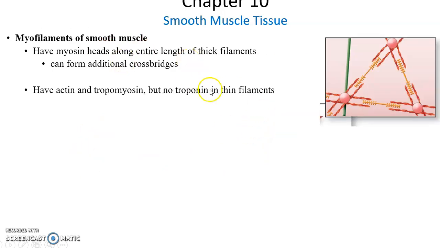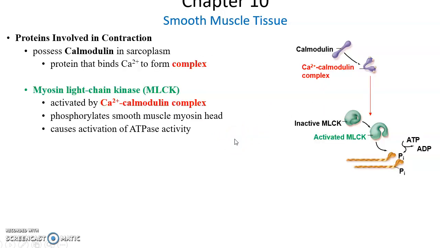So the myofilaments of the smooth muscle include myosin as the thick filaments and actin and tropomyosin on the thin filaments, but there's no troponin in the thin filaments. And there are myosin heads all along the length of the thick filaments. This picture is actually wrong. There should be myosin heads shown here in the center to allow for additional cross bridges to form.